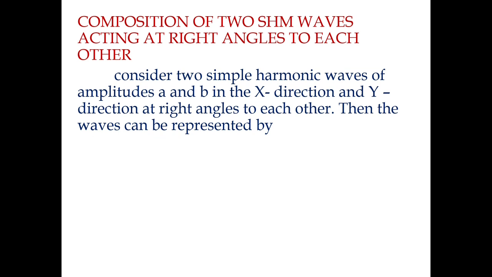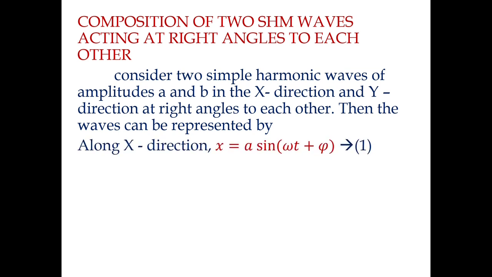For this treatment, let us take two simple harmonic waves going in two different directions, one along the x direction, the other one along the y direction. And the amplitude A is for the wave which is going in the x direction, and B is the amplitude for the wave which is going in the y direction.